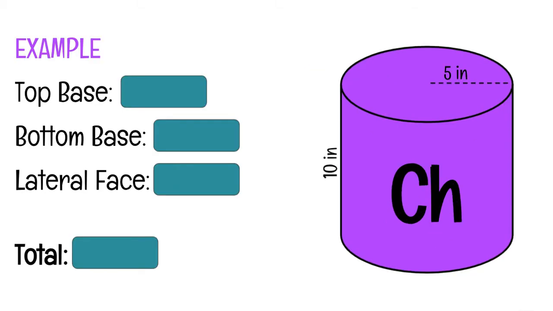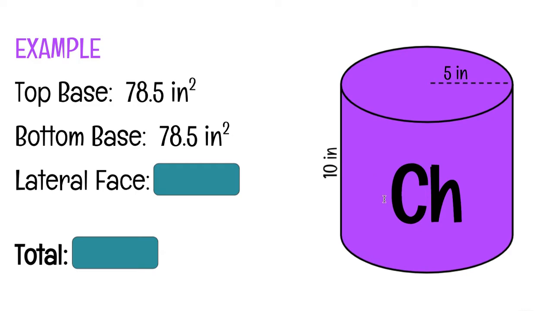So here's an example. We have a cylinder that has a radius of 5 and a height of 10. So for the top base, the area of this circular face, we're going to do pi using 3.14 times the radius again. And we get 78.5. The bottom base is the same as the top base.